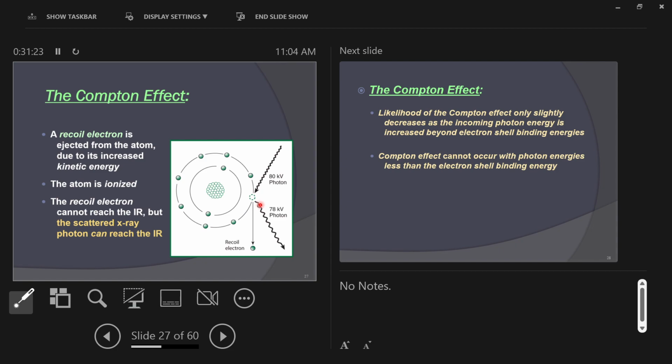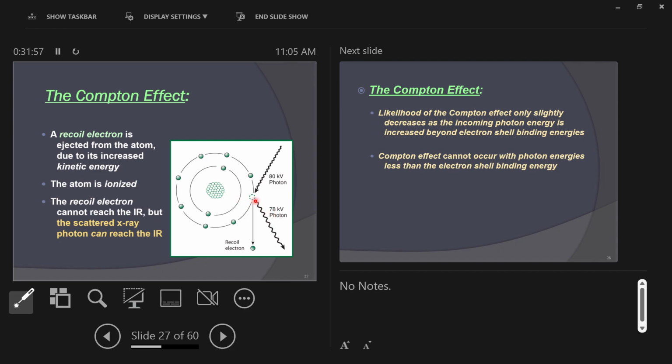Can you tell me what the binding energy for that electron had to be by knowing the incoming and outgoing energy? Sergio? 2 kV. That electron had to be bound with about 2 kV worth of energy. That is because that's all that was lost here, right? We came in with 80 kV from the top. The secondary photon scattered with 78 kV. We only lost 2 kV. That means that electron had to be bound with 2 kV worth of energy.